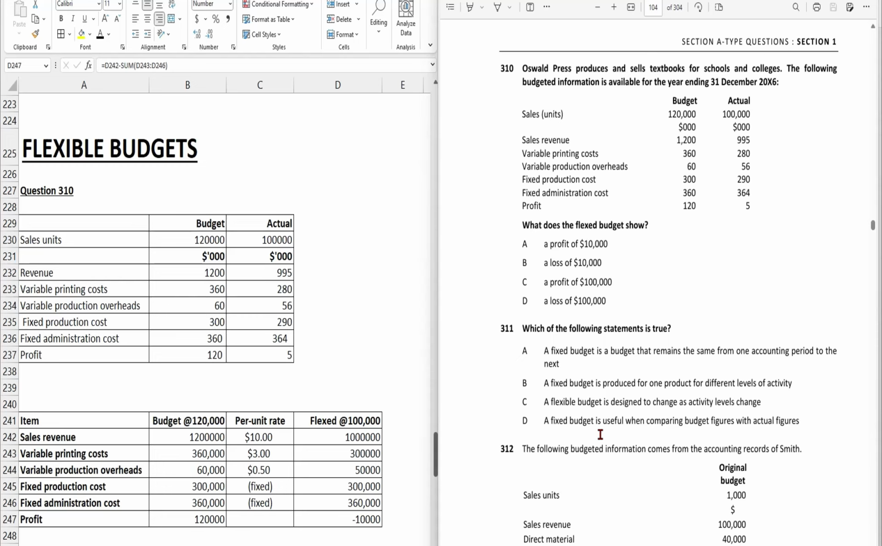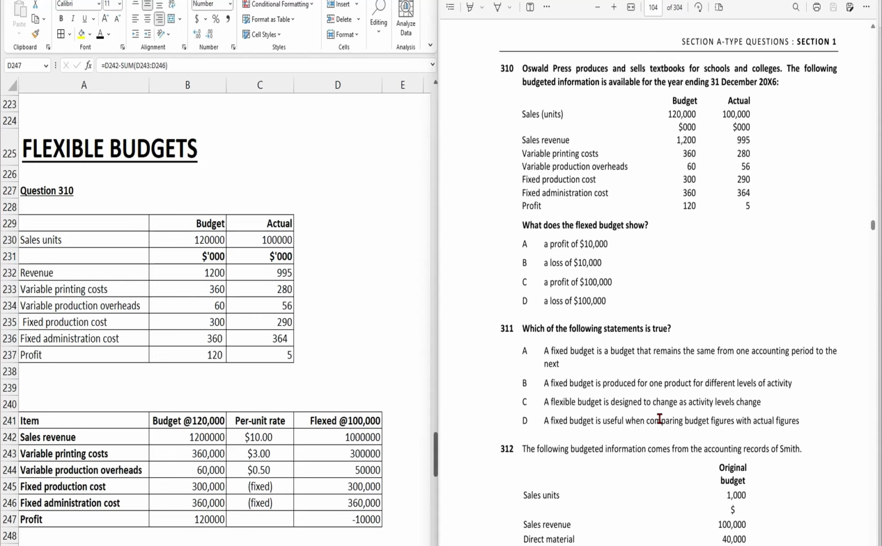Now option B, a fixed budget is produced for one product for different levels of activity. No, this is the definition of the flexible budget, where budgets are flexed for different levels of activity. So that's why it's incorrect. And option C, a flexible budget is designed to change as the activity level changes. Yes, this is exactly the definition of the flexible budget. We adjust the cost as well as revenue based on the actual level of activity. So it's correct.